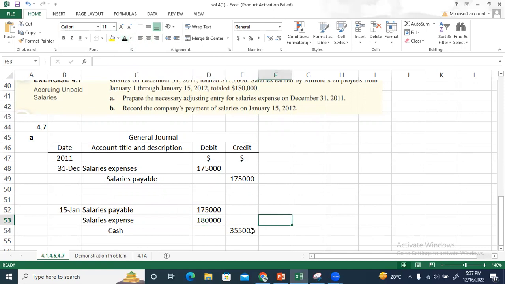So this 355,000 is coming from 175,000 of the previous month, which was recorded already in the previous month as an expense, and it was recorded as a liability because we had not paid for it. And now since we have paid for it, we need to reduce that liability. And the expense of these 15 days from 1st January to 15th January is now recorded as an expense. It was not earlier recorded. So this was question 4.7.